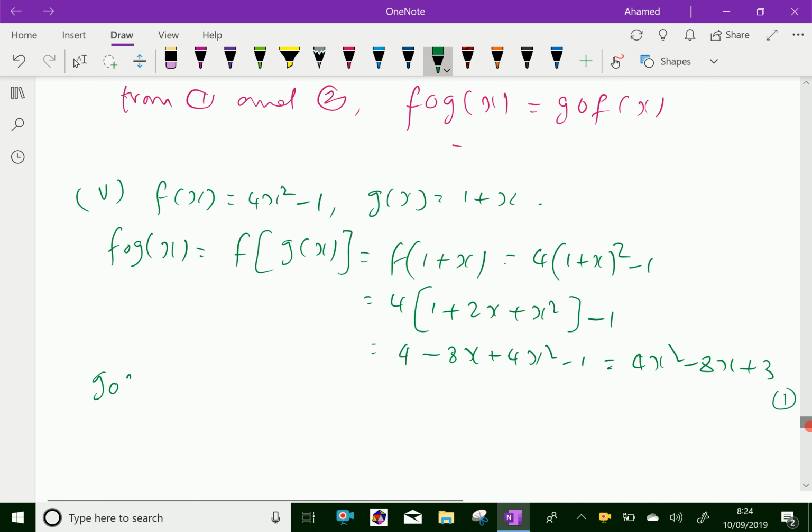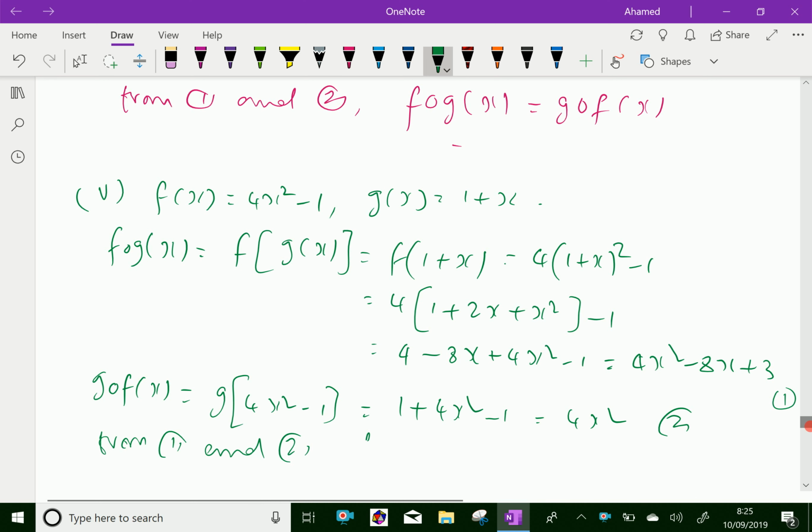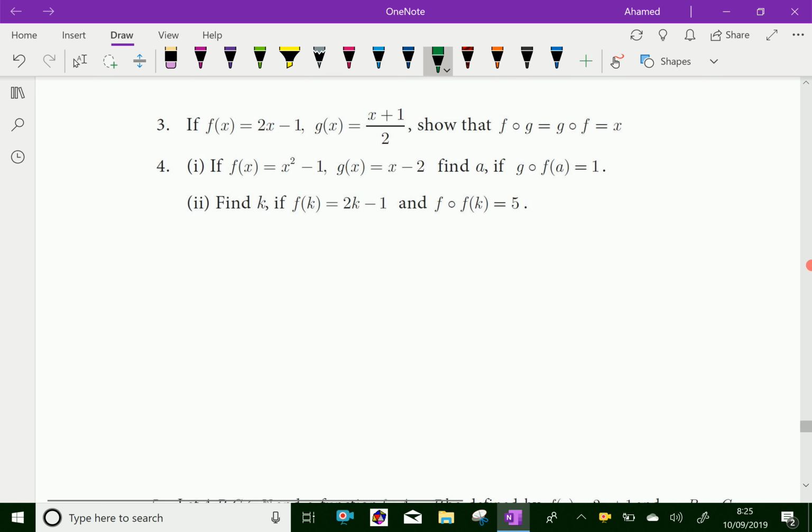Then gof x equals g of f of x, which is 4x square minus 1, where the g function is 1 plus x. Therefore 1 plus 4x square minus 1, which is equal to 4x square. From 1 and 2, we can say fog x is not equal to gof x.